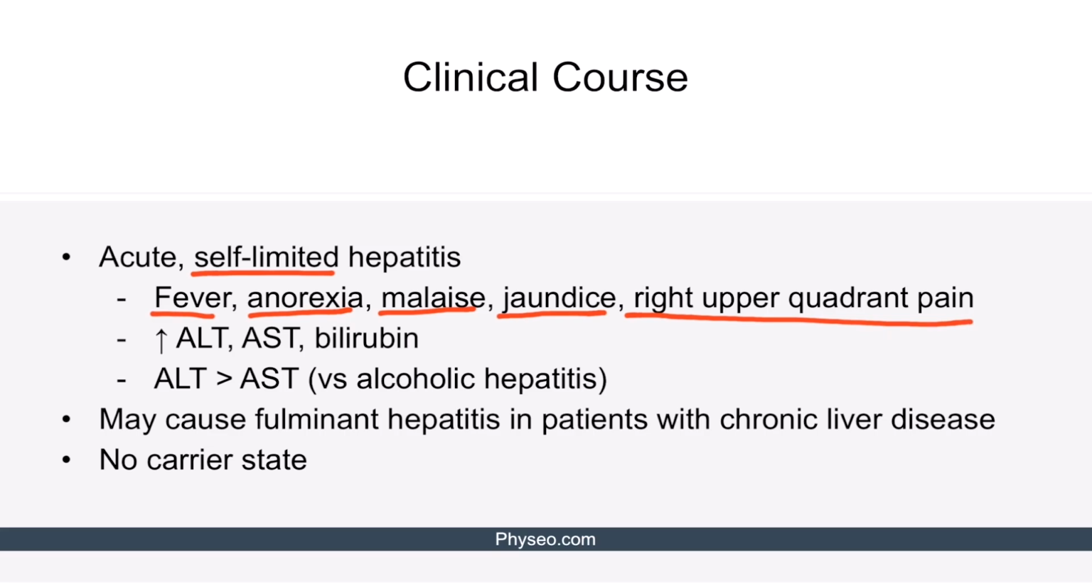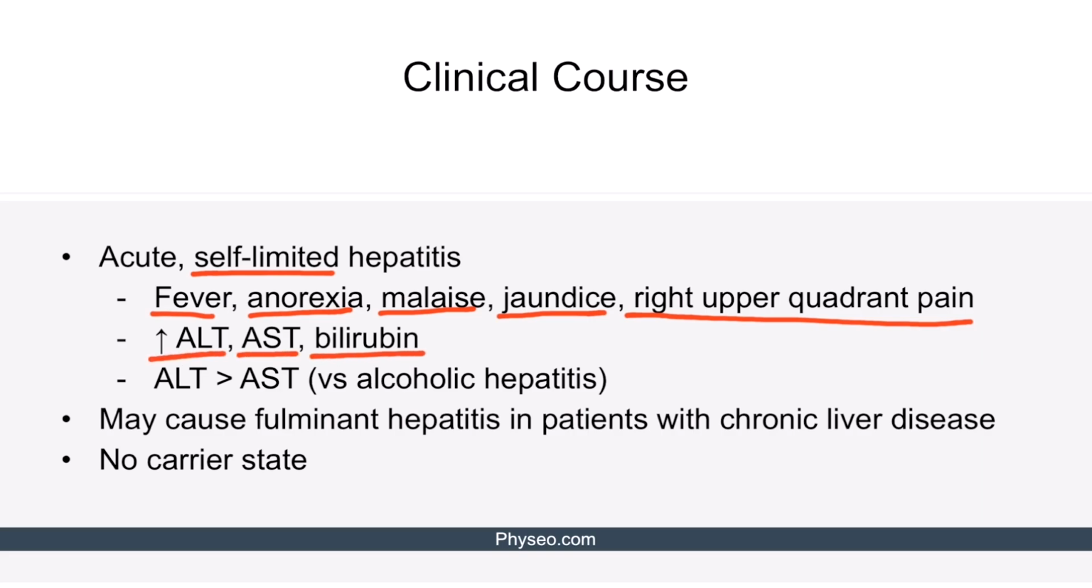A patient may only have one or two of these symptoms. Hepatocyte injury causes leakage of intracellular enzymes, including alanine and aspartate aminotransferases, as well as the leakage of bilirubin. Hence, labs will show raised serum ALT, AST, and bilirubin.